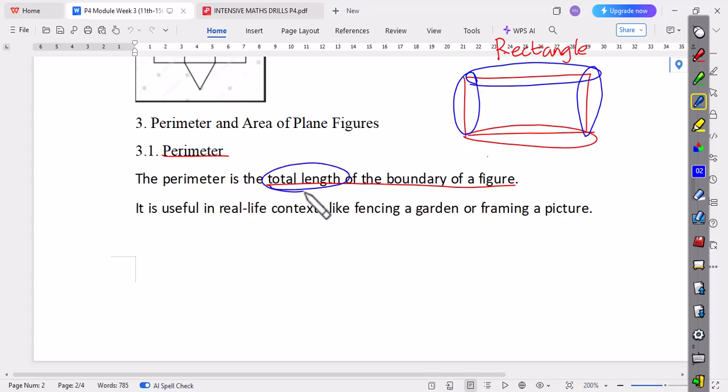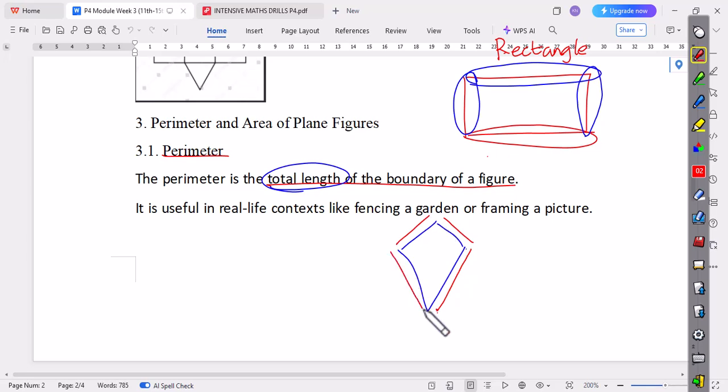So when we talk about the perimeter, we try to find the total, or we add all the length of the figure. For example, we have a kite, and to find the perimeter of this kite, you just find the total of each length. This one, plus this one, plus this one, and plus this one. So this is the concept of perimeter.